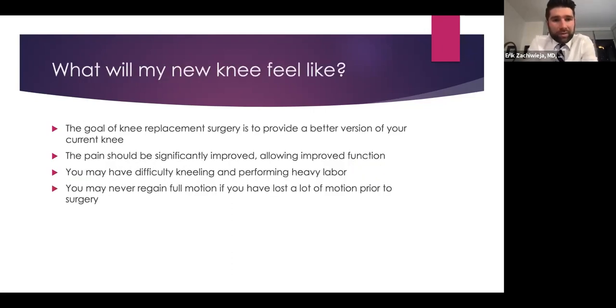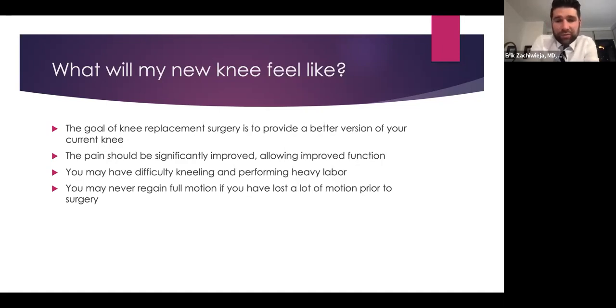What will my new knee feel like? It's very important to understand that the goal of knee replacement surgery is to provide a better functioning version of your current knee. Most patients will not get a knee that functions like a 20-year-old marathon runner's knee. It's going to give you a pain-free functional knee, meaning you're able to perform most activities of daily living with no limitations and in a pain-free manner. You may not be able to run several miles, or regain full motion, meaning being able to do full yoga poses after a knee replacement. We hope you can, but that's not always possible.